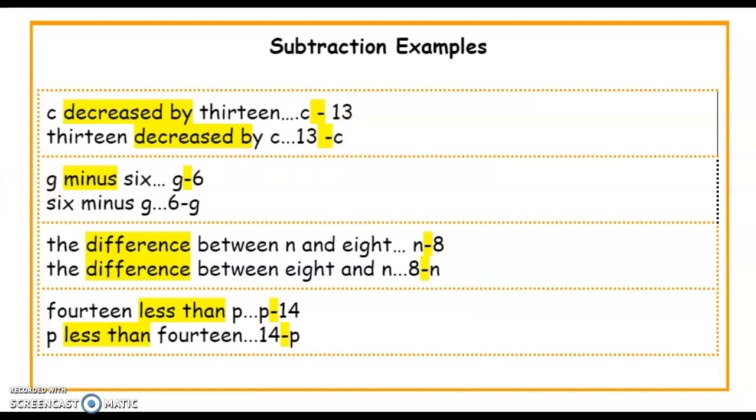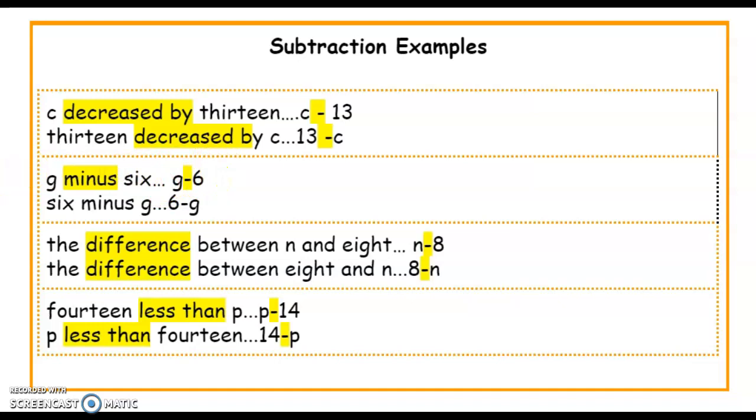As we look at the second set of examples, we have the word minus, and we know that minus means a minus sign. So we go ahead and put that down right away. We've been doing that since we were in Kindergarten class. So let's take a look at what that means. G minus 6. Just like it says, G becomes our minuend, 6 becomes our subtrahend.